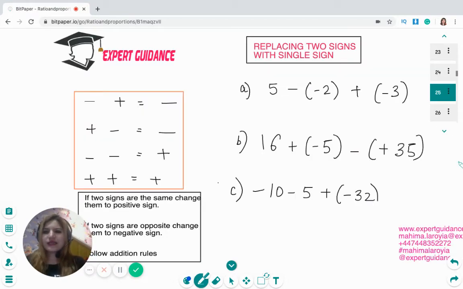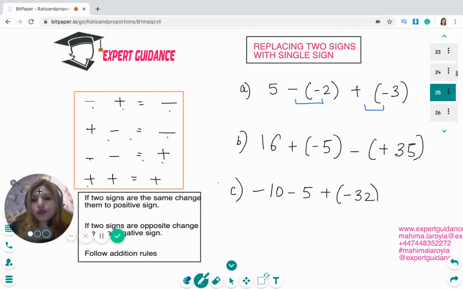Now you will see some questions where you have two signs together. Then what do you have to do? You have to replace the two signs with a single sign and then use the same addition rules that we just discussed and solve. So what is the rule? Whenever the two signs are the same, you convert them into plus. And if the two signs are opposite, you convert them into minus. So if you have a minus and a plus, it will change into a minus. Plus and a minus, minus, because it is the opposite sign. When you have two negatives, it will change into a plus, and plus plus will be a plus.